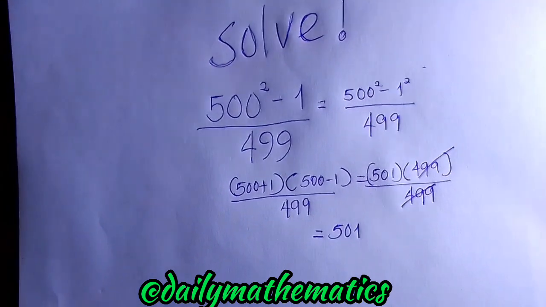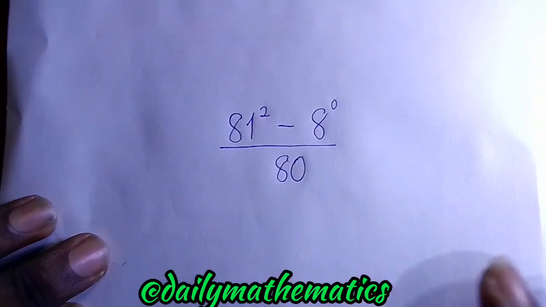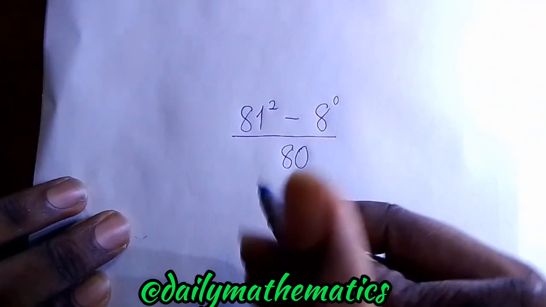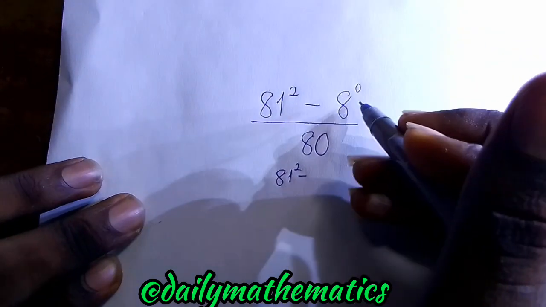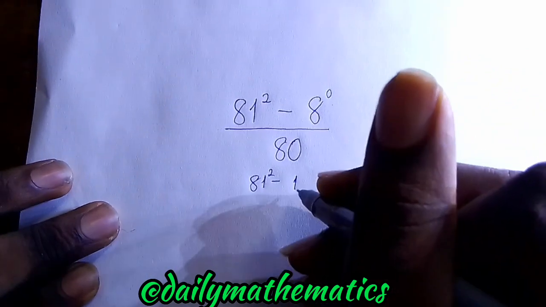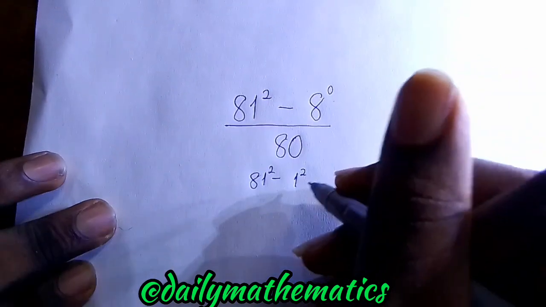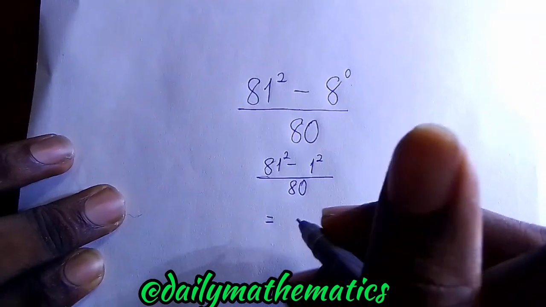501. Now we have a similar question down here, so we'll do the same thing. 81 squared minus 8 raised to power 0, which is 1. Anything raised to power 0 is 1. And 1 squared is still the same thing as 1, over 80. So we'll still do the same thing.